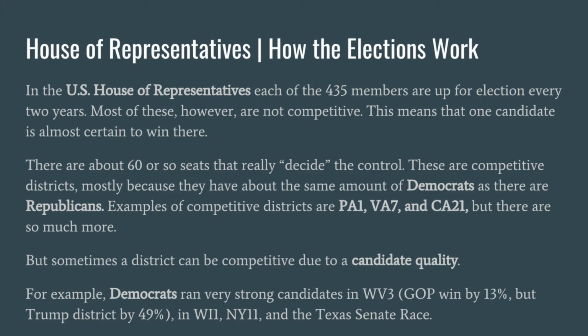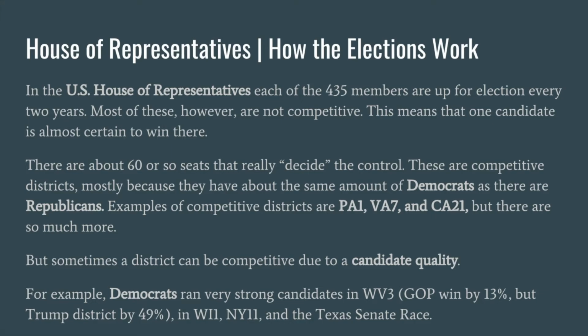Now, how the House of Representatives elections work. 435 members are up for election every 2 years, but most of these aren't competitive, so one candidate is certain to win there. 60 seats are actually competitive, and these decide the control. I've just listed a few districts, but there are many more, because these are competitive since they have about the same number of Democrats and Republicans.